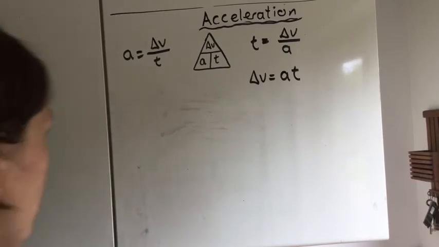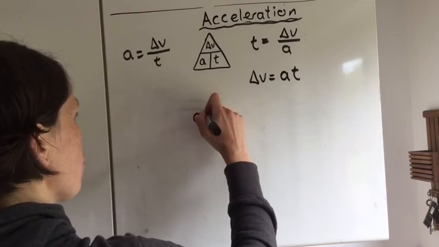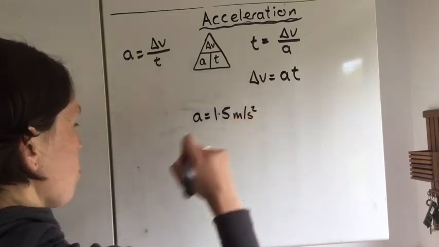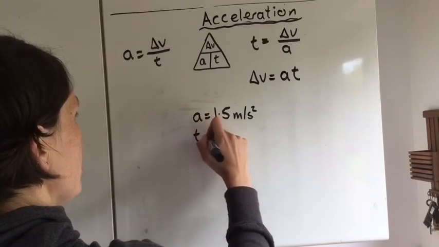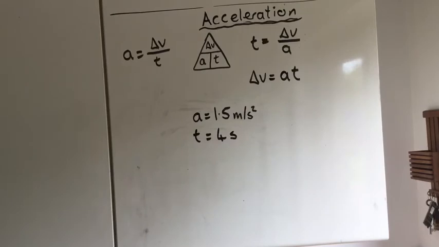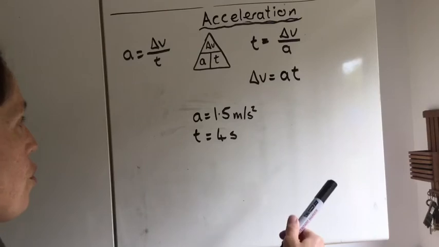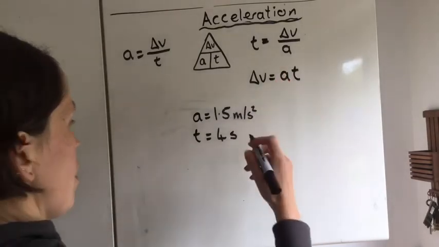For this next one, what we're being told this time is that our vehicle has got an acceleration of 1.5 meters per second squared. So it's going up by 1.5 meters per second every second. It takes 4 seconds to accelerate, and what we want to know is how much faster does it get? So what's its change in speed in that time? So if it's going up 1.5 meters per second every second, and it's doing that for 4 seconds, it should be fairly straightforward to work that out. So change in speed is acceleration times time.